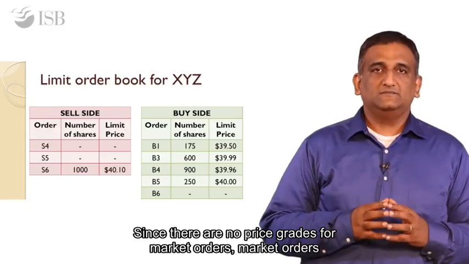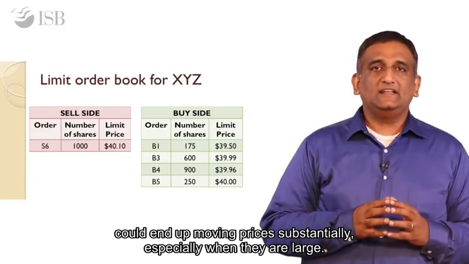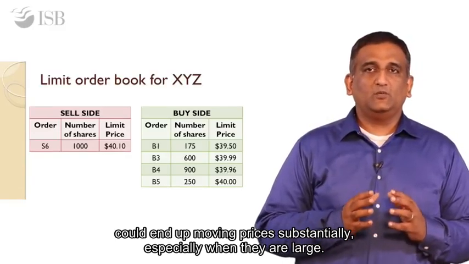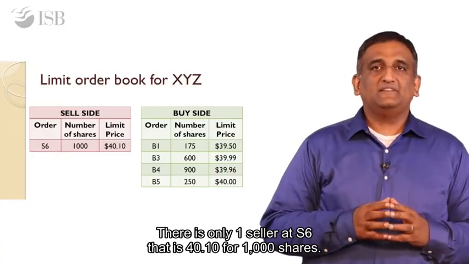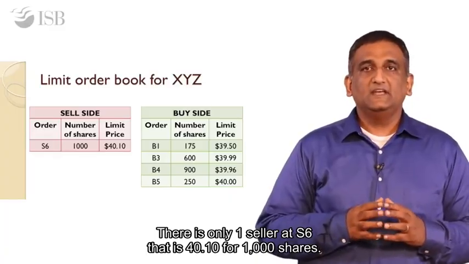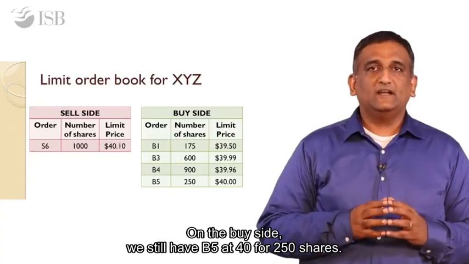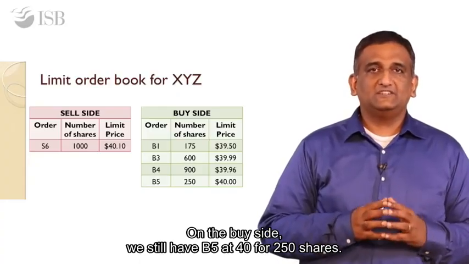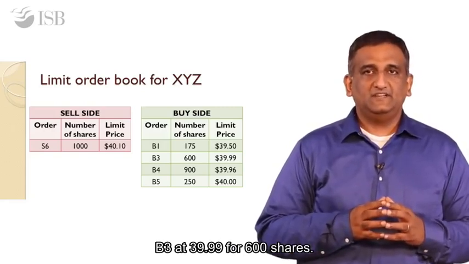they are large. To summarize the book at this point, there is only one sell order S6 at 40.10 for 1000 shares. On the buy side, we still have B5 at 40 for 250 shares, B3 at 39.99 for 600 shares, B4 at 39.96 for 900 shares, and B1 at 39.95 for 175 shares.